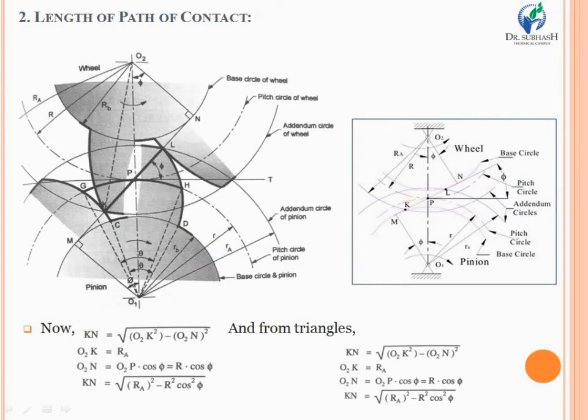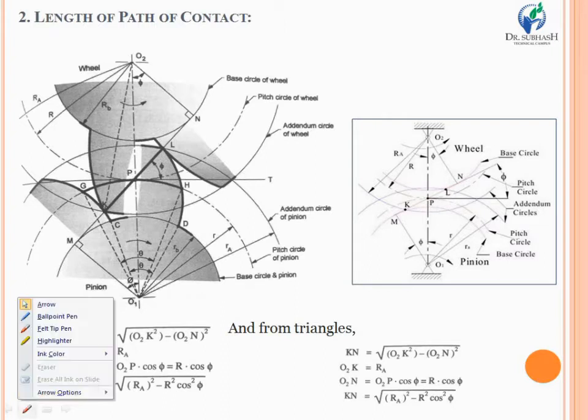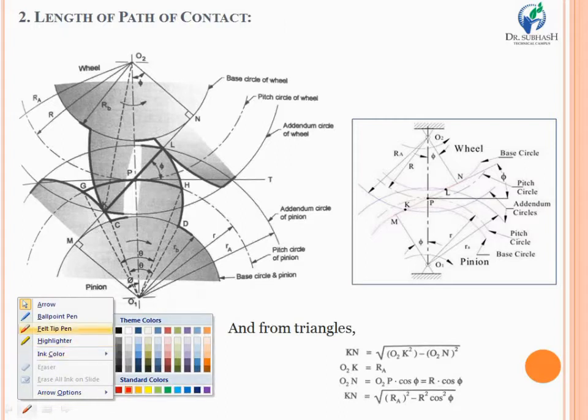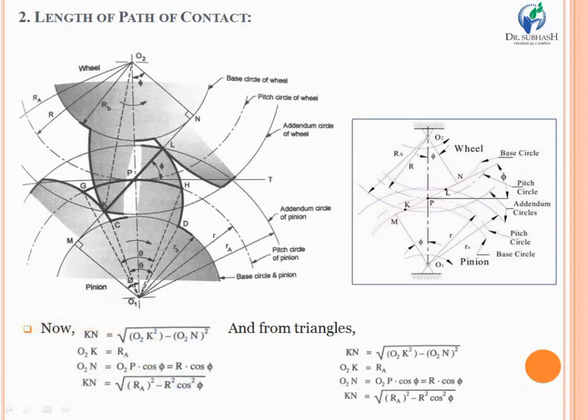Now after that, point number 2, that is the length of path of contact. Look at the diagram first. You have two gears: gear 1, that is the pinion, and gear 2, the gear wheel. Now you can see that there is a base circle, a pitch circle, and an addendum circle. Similarly, all three circles, the base circle, pitch circle, and addendum circle, are also provided for gear wheel 2.